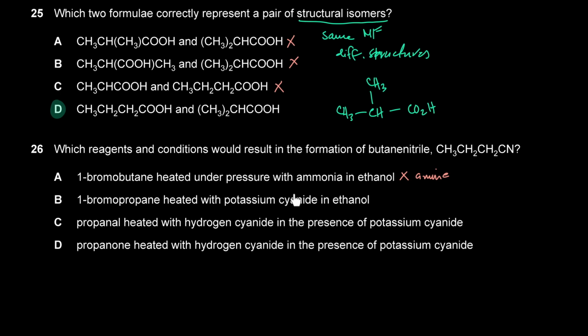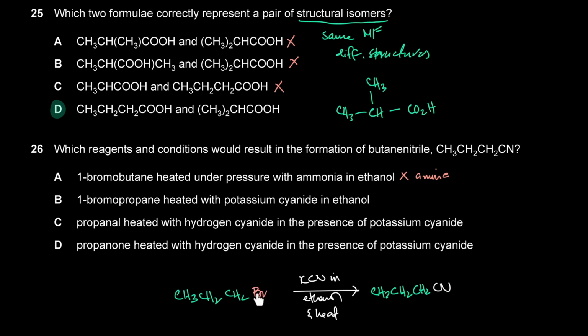1-bromopropane heated with potassium cyanide in ethanol. 1-bromopropane is CH3, CH2, CH2, Br, so it's a 3-carbon halogenoalkane. If we heat this with KCN and ethanol, we get a nucleophilic substitution reaction where we get CH3, CH2, CH2, and then a CN. The cyanide substitutes for the bromine. So we get a 4-carbon nitrile, which is butane nitrile. So the answer here is B.